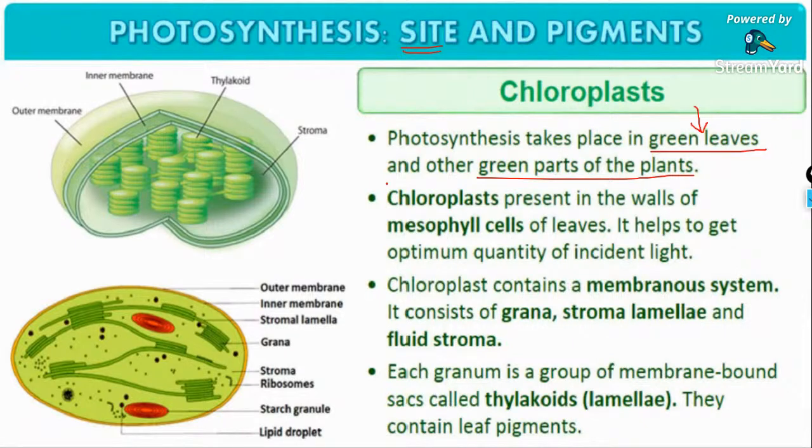So the chloroplast, which is present in the walls of the mesophyll cells, is very important. Chloroplast, very important MCQ question. Chloroplast is found in the mesophyll cells, in the walls of the mesophyll cells. It helps to get the optimum quantity of incident light. So the chloroplast is present in the walls of the mesophyll cells, which helps it to trap the necessary quantity of the incident light.